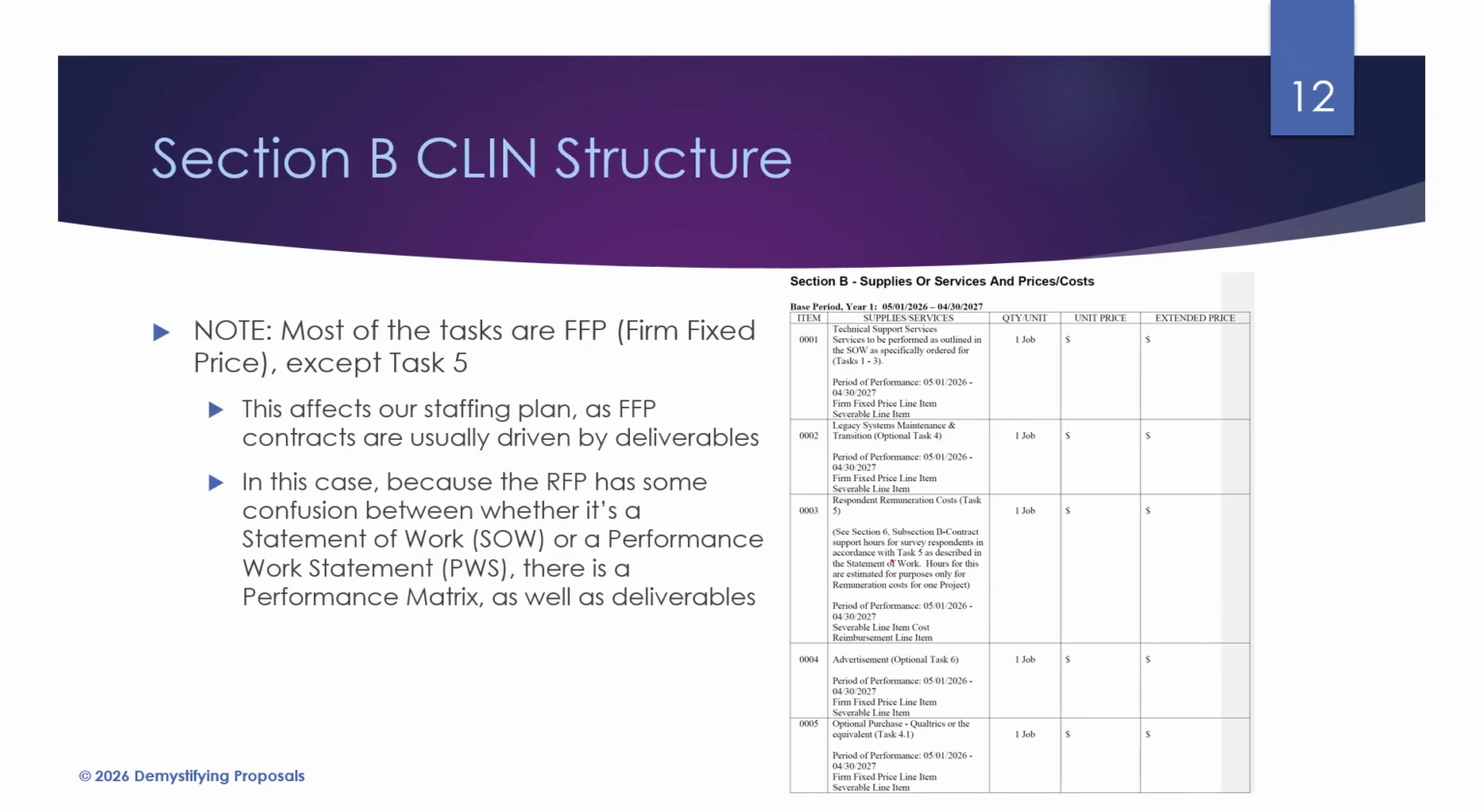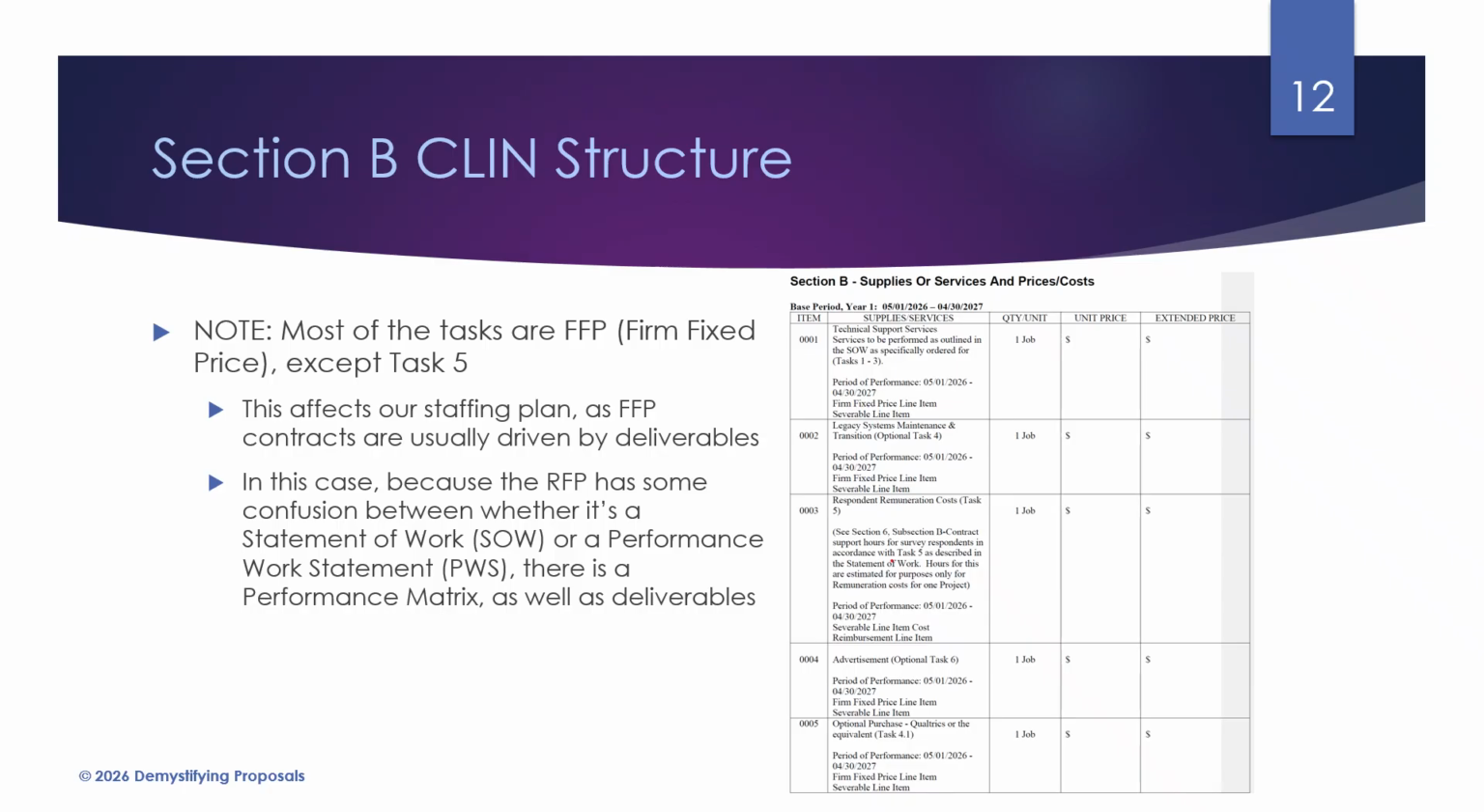So as we talked about on previous slides, this is the section B CLIN structure. All of the tasks except for task 5 are firm fixed price. So that affects how we're going to write our staffing plan, because firm fixed price contracts are usually driven by deliverables. But you're also required to talk about, as we discussed in the outline previously, your staff. And so you're going to need to relate your staff to the deliverables to show that that connection is strong, because this is a firm fixed price contract.